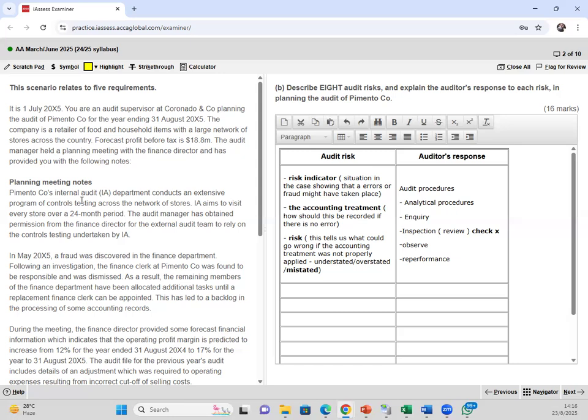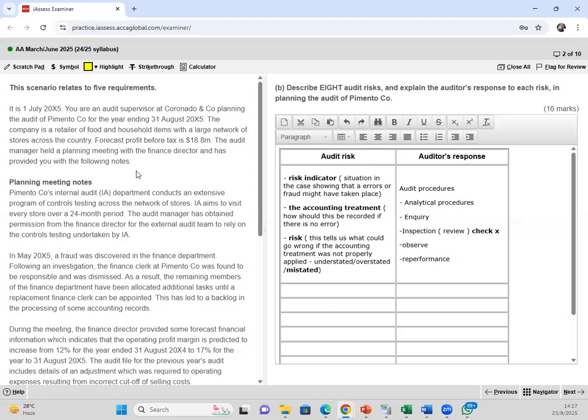Now, let's move on. The audit manager held a planning meeting with the finance director and has provided you with the following notes. This one has not indicated whether it's a new client or an existing client. In some cases, watch out for the point that it's the audit for the first time. If it's a new client, then there is detection risk, because you're not familiar with the transactions of the client. But if it's an existing client, then there is no detection risk. We are used to the business. Now, let's move to the planning minutes. So far, I haven't picked any risk.